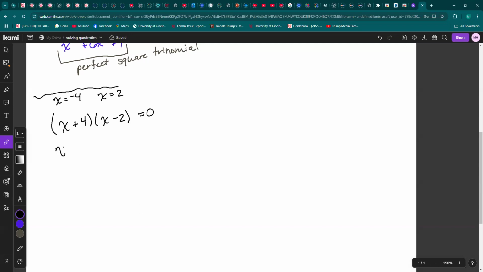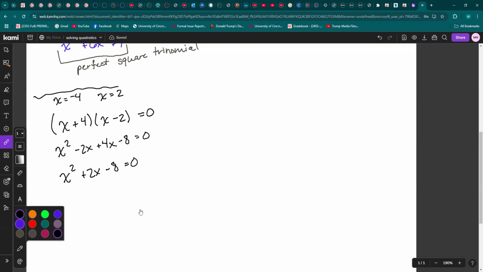So we have x squared minus 2x plus 4x minus 8 equals 0. And this is x squared plus 2x minus 8 equals 0. So we're going to start. This is looking at where my answers are. So I know my answers will get to this. So it's kind of a backwards way of what teachers can do.